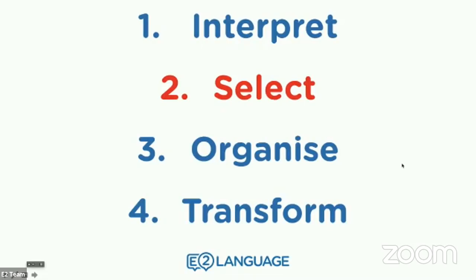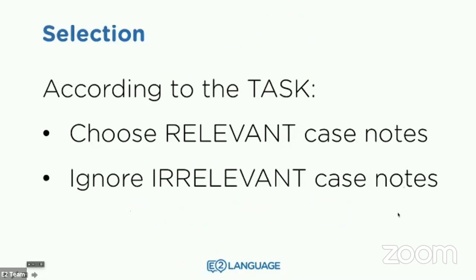Then you will think about selection, and you'll be selecting according to the task, according to who you're writing to. So when you're selecting, you're thinking about who you're writing to. You're selecting according to the task. Basically, there's 2 rules here. You choose relevant case notes and you ignore irrelevant case notes. It all depends on the task and who you're writing to and why though. Right? That sets the agenda for selection.